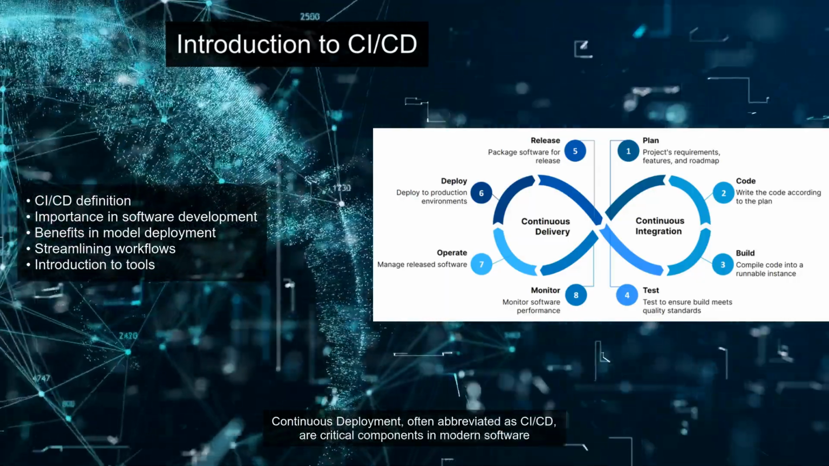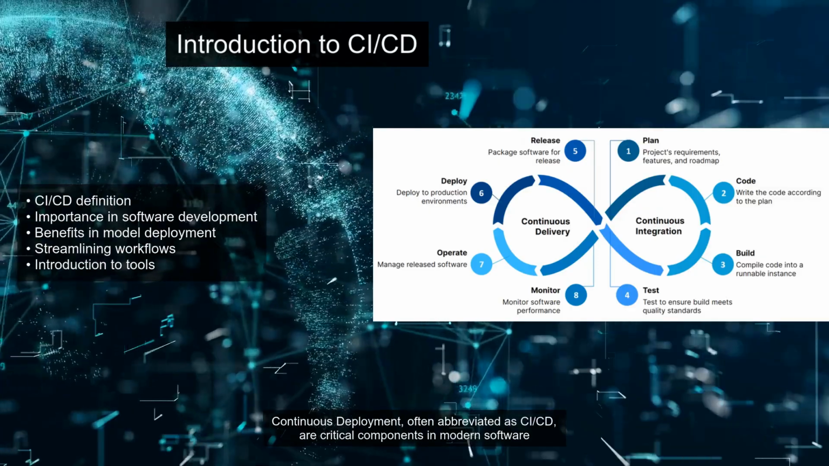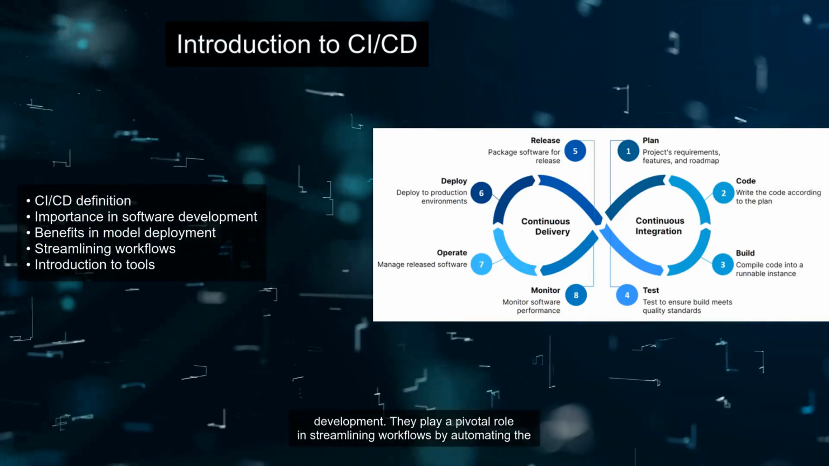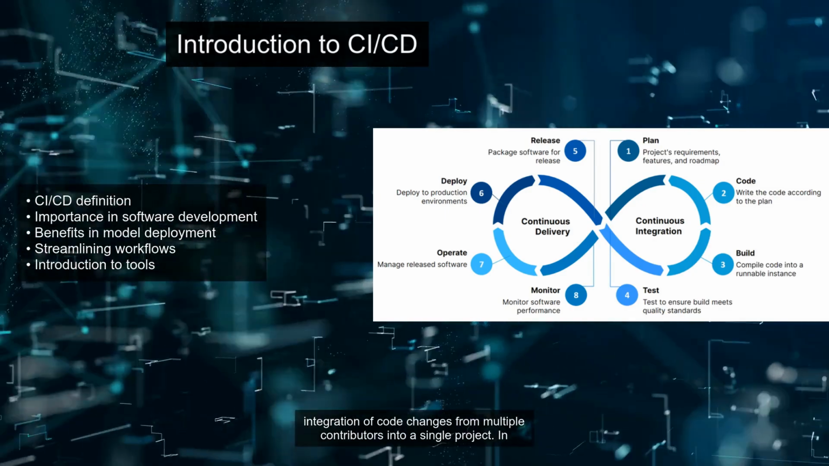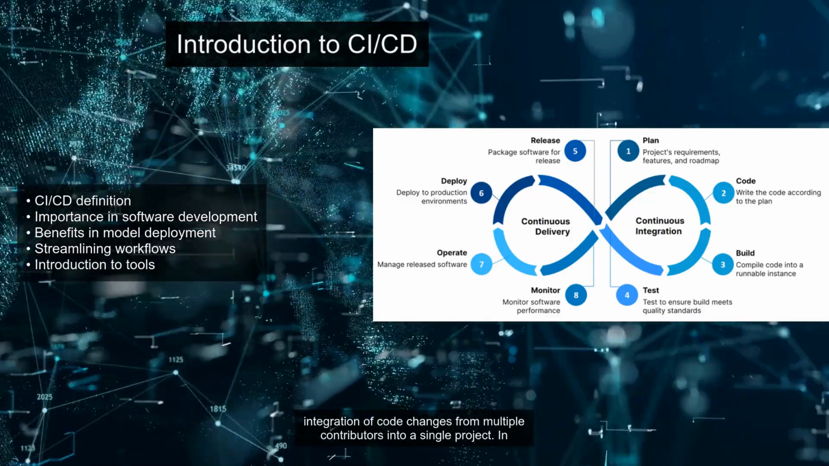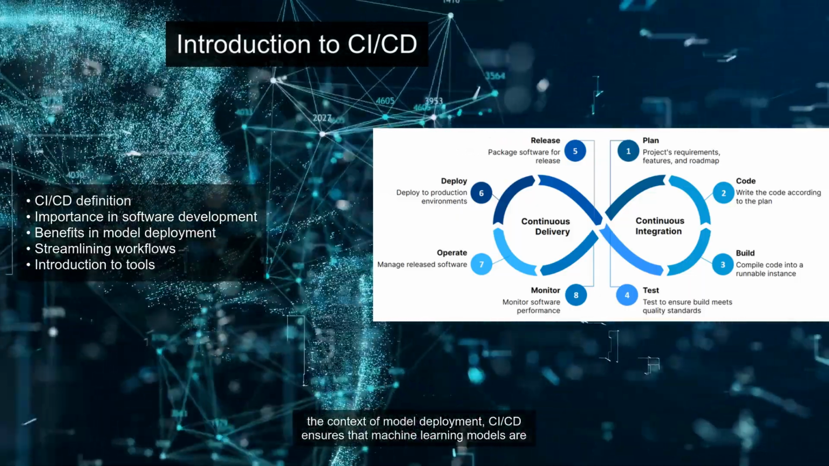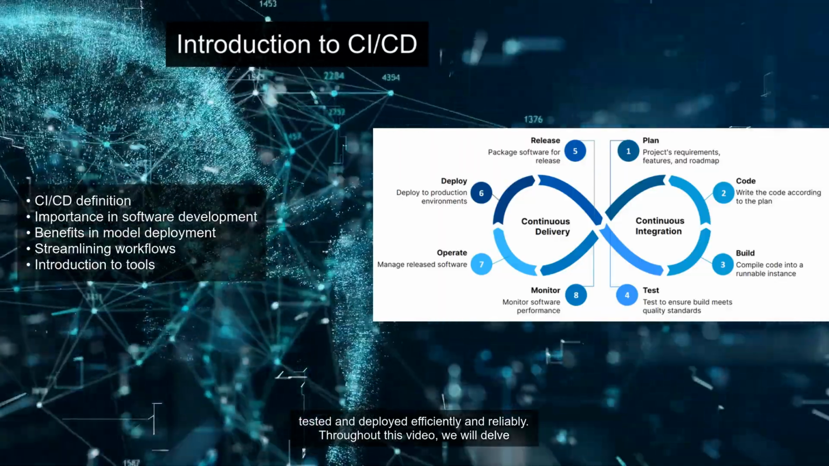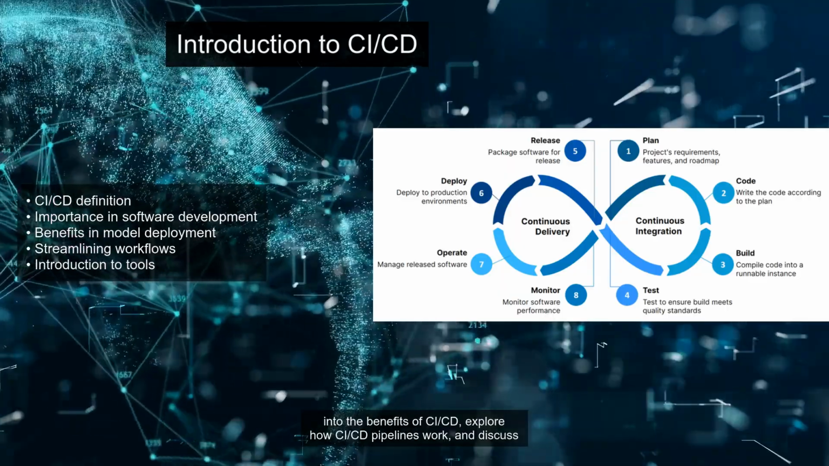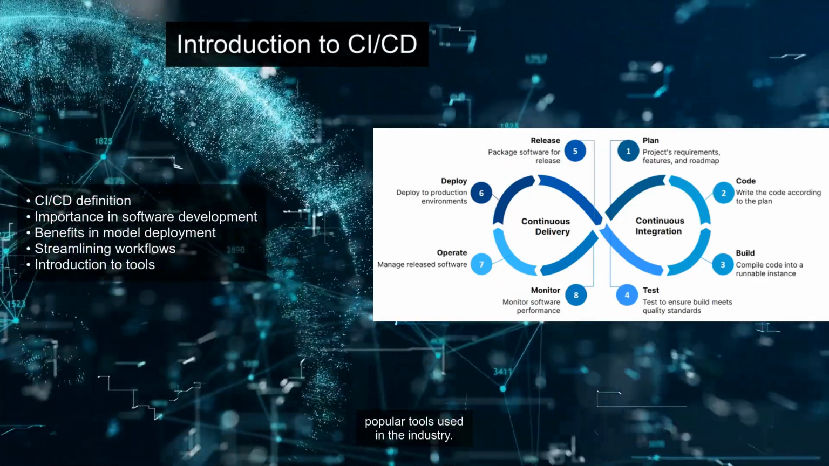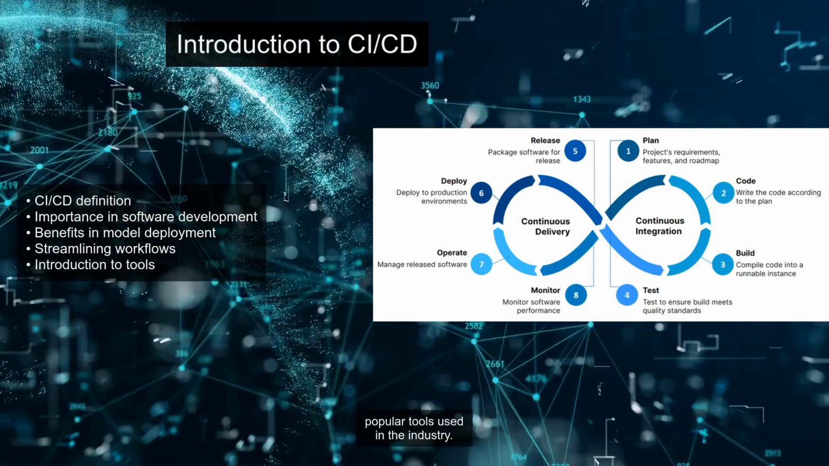Continuous integration and continuous deployment, often abbreviated as CI/CD, are critical components in modern software development. They play a pivotal role in streamlining workflows by automating the integration of code changes from multiple contributors into a single project. In the context of model deployment, CI/CD ensures that machine learning models are tested and deployed efficiently and reliably. Throughout this video, we will delve into the benefits of CI/CD, explore how CI/CD pipelines work, and discuss popular tools used in the industry.